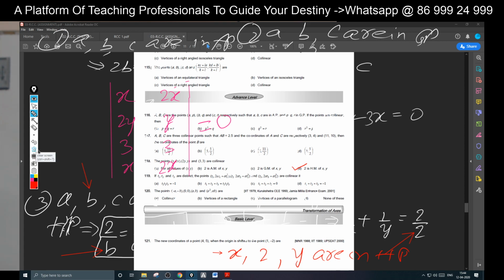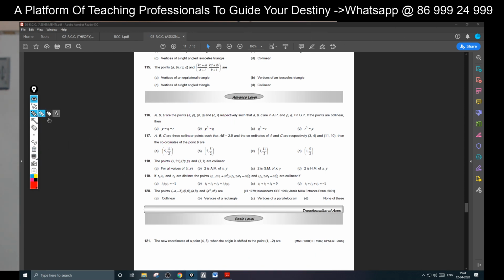Now, going to the next question, please. This is a little lengthy question because if you observe the points, (t1, 2a t1 plus a1 cube), (t2, 2a t2 plus a2 cube), (t3, 2a t3 plus a3 cube) are collinear. Then the condition is.